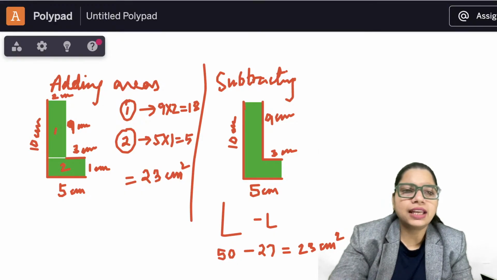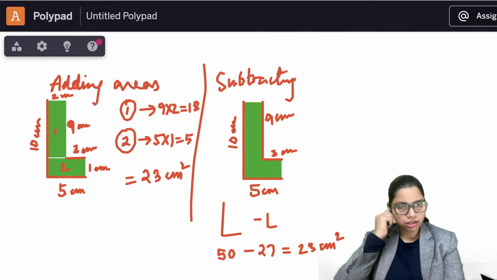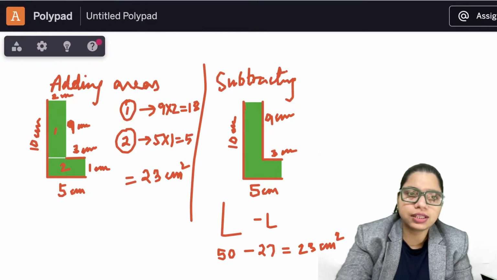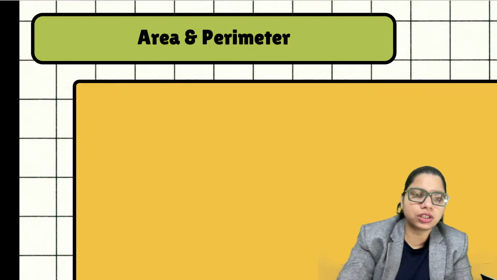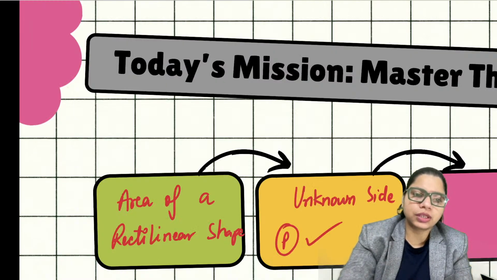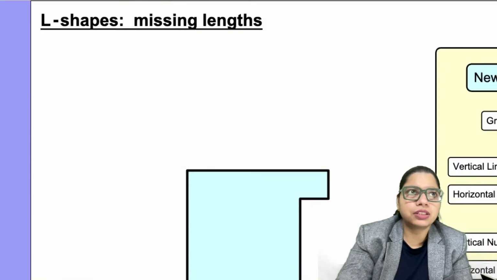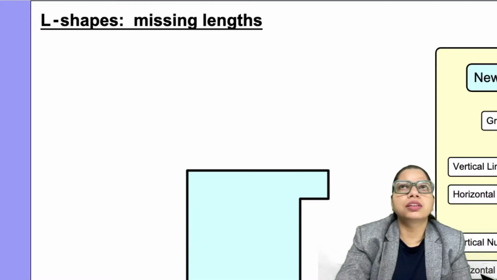Okay. Any problem understanding this? Now we're going to be moving to focus on the next concept, and the next agenda was finding unknown sides when the rectilinear shape's perimeter is given to us.